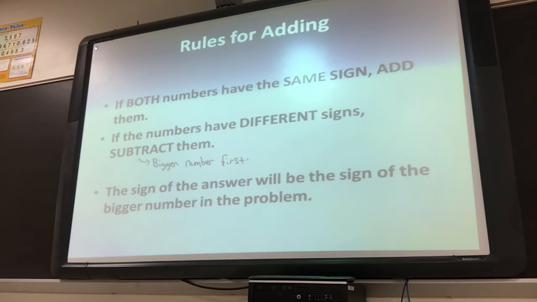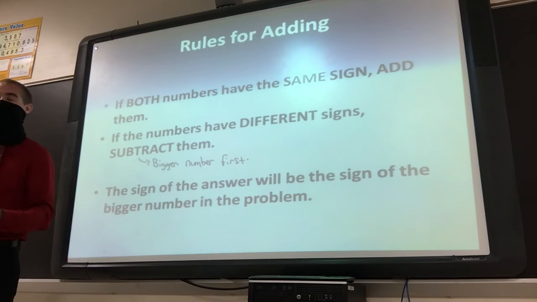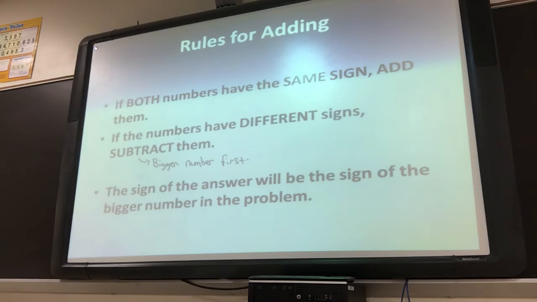After we add or subtract, then we focus on, is our answer going to be positive or negative? The sign of the answer is the sign of the bigger number. So if we've got negative 10 and a positive 7, 10 is bigger than 7, so our answer is going to be negative. So we look at the bigger number, whatever the sign of that number is, positive or negative, that's what the sign of the answer is going to be.